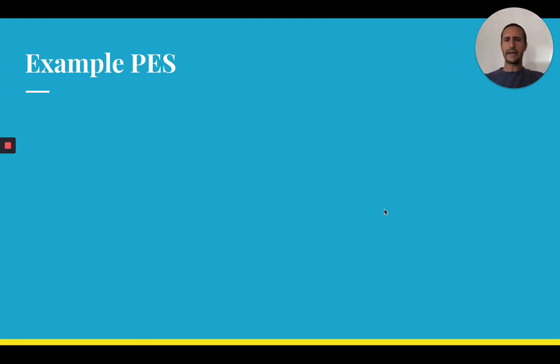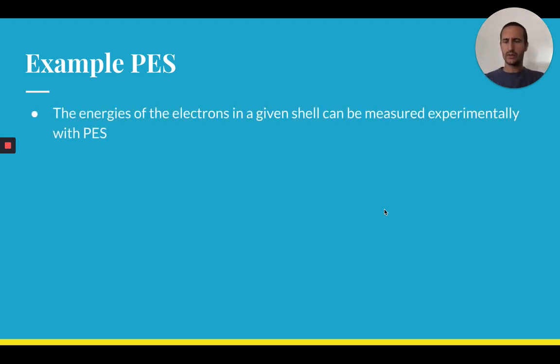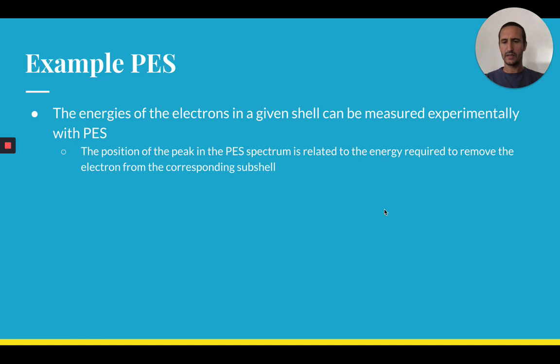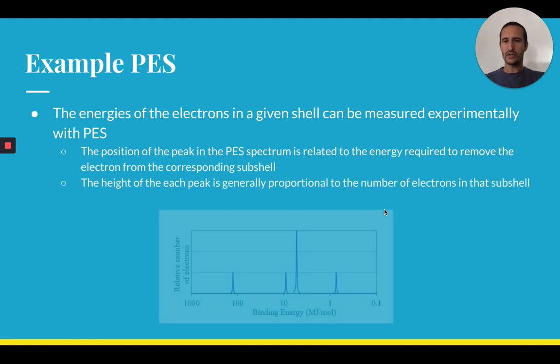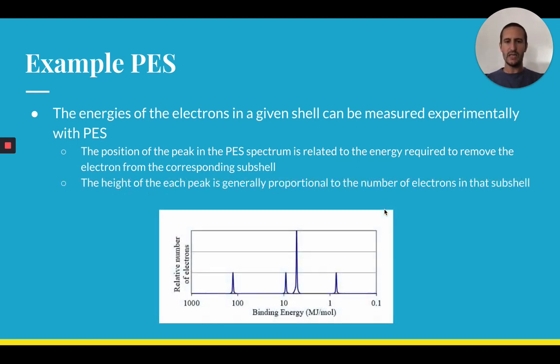Let's look at an example PES. So remember that the energies of electrons can be measured experimentally with PES. First, the position of the peak in a PES spectrum is related to the energy required to remove the electron.